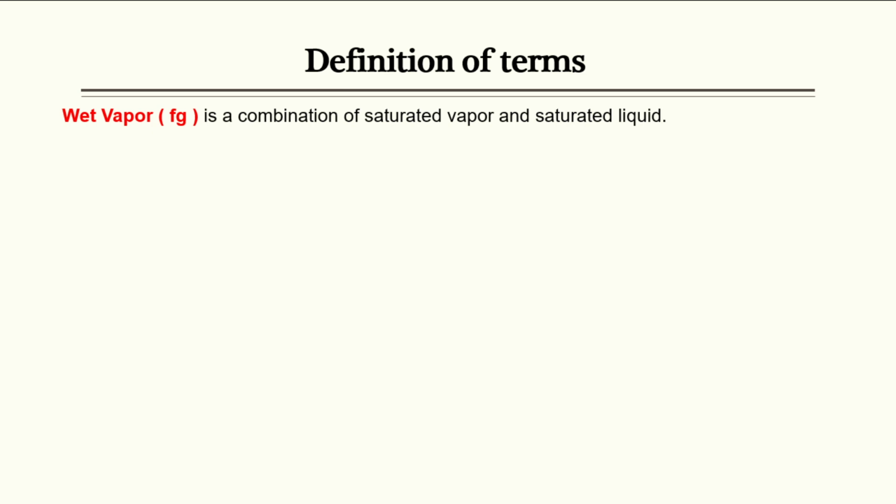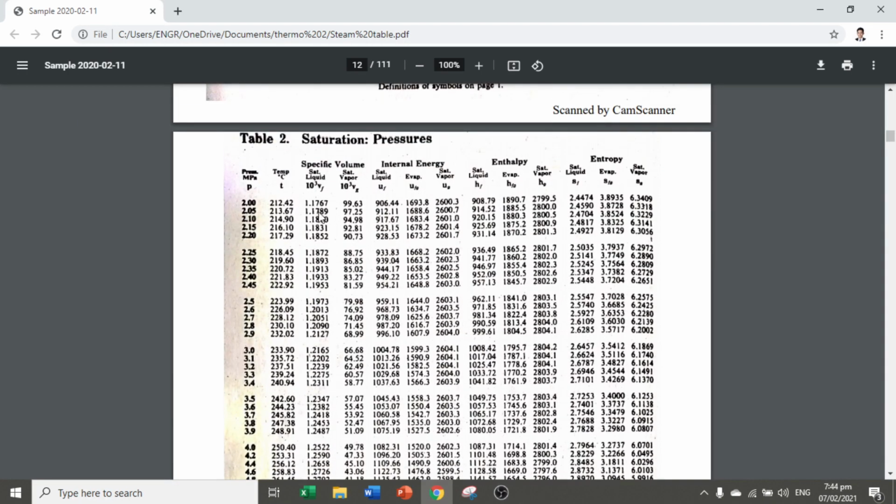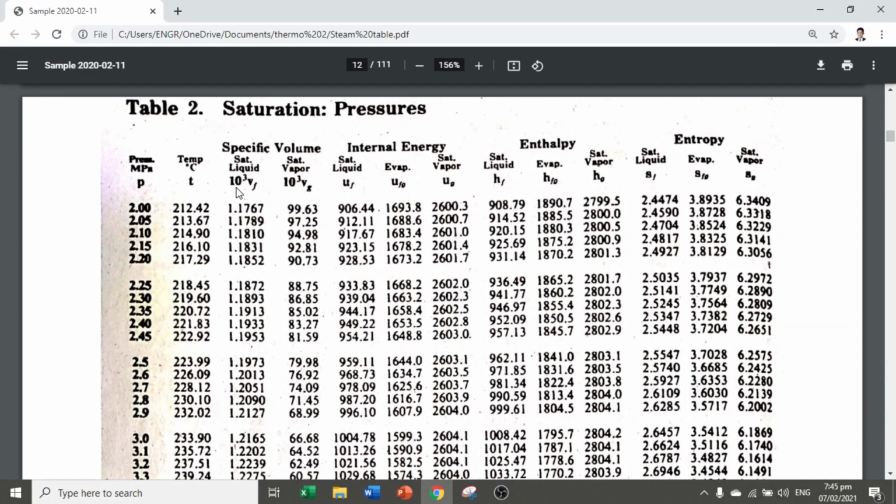Then, wet vapor is a combination of saturated vapor and saturated liquid. So, kung titingnan natin siya sa steam table, yung lahat ng Fg dyan, ayan, di ba? Yung volume, walang Fg yan eh. F at G lang ang meron dyan. Internal energy, enthalpy, entropy, lahat yan, merong Fg. So, ayan yan. Vfg, UFG, HFG, tsaka SFG.